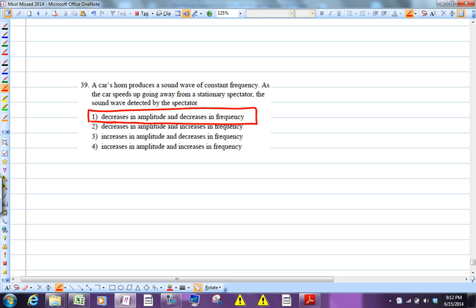You have a car horn. This is your classic Doppler effect question. In the Doppler effect, those of you who have me in class will understand the flag. Here's a car coming towards you, and it's emitting, let's say, a 500 hertz sound wave. If the car's just parked there, you're going to hear 500 hertz because there are going to be 500 pulses that hit your ear every second.